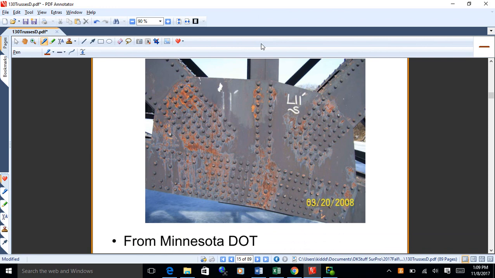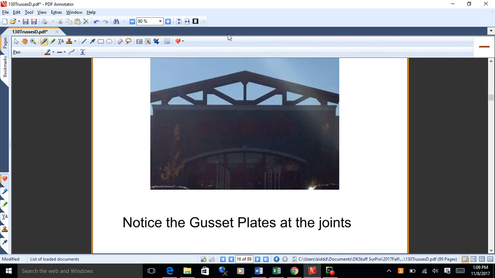There's a gusset plate right there. You see all the rivets punched through that. Yeah, lots of rivets. So there are some gusset plates right there with the joints.